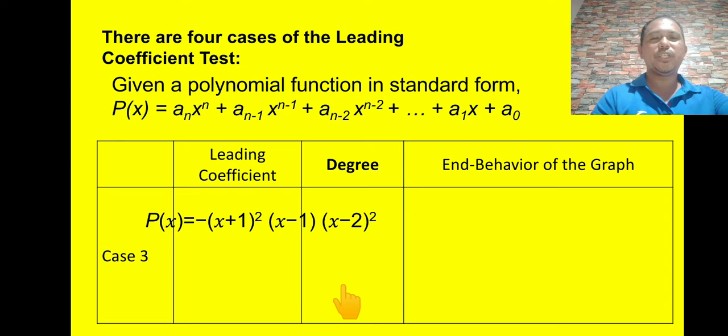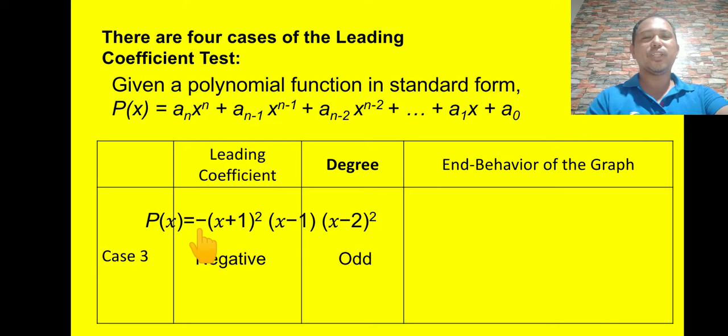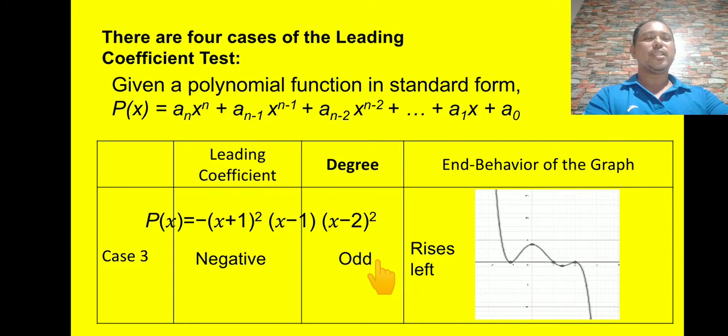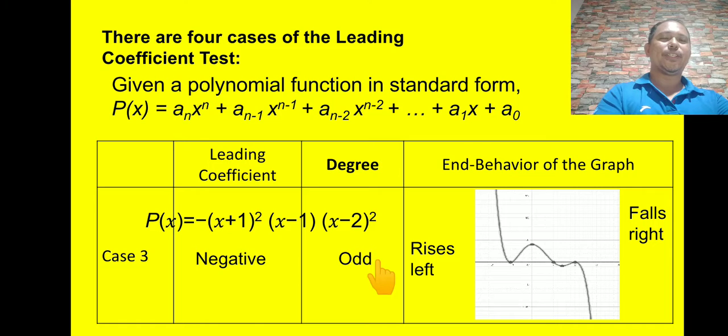So we have here a negative. Okay, the leading coefficient is negative, and that is negative 1. The degree is odd, not only counting the factors, but counting the exponent 2: 3 plus 2, 5. 5 is odd. Then, the graph. Look at the graph. Okay, rises left, falls right.